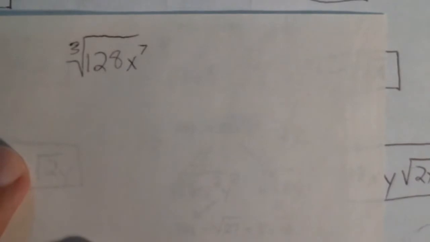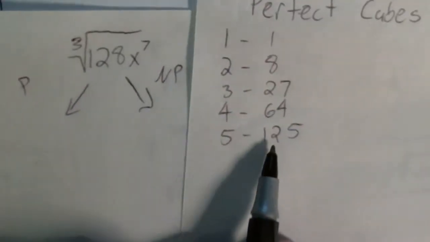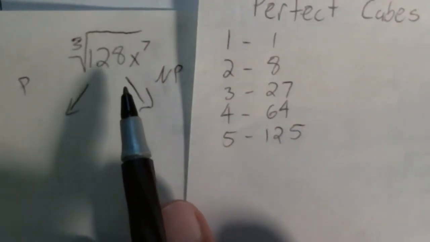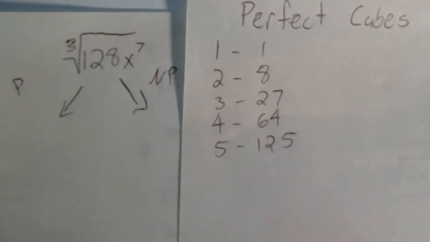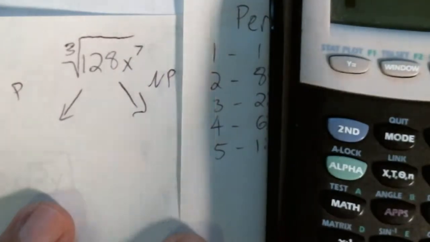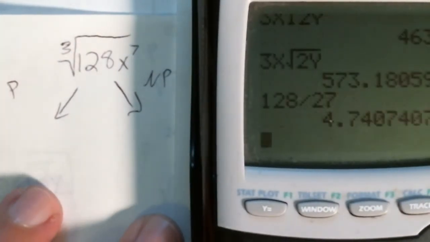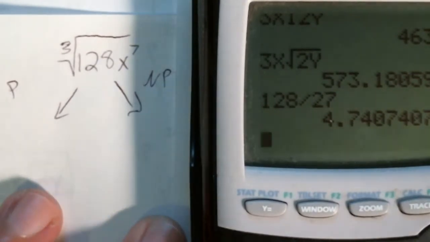All right, so it's the same concept, but this time, instead of looking at perfect squares, I'm going to be looking at these bad boys, perfect cubes. I still have the same concept: perfect land, non-perfect land. So I'm simply looking, what is the highest of these perfect cubes that go into 128? Some of you may be good at that. Let's try 27. 128 divided by 27. Does that work? That's a decimal. That doesn't work. Let's go a little higher.